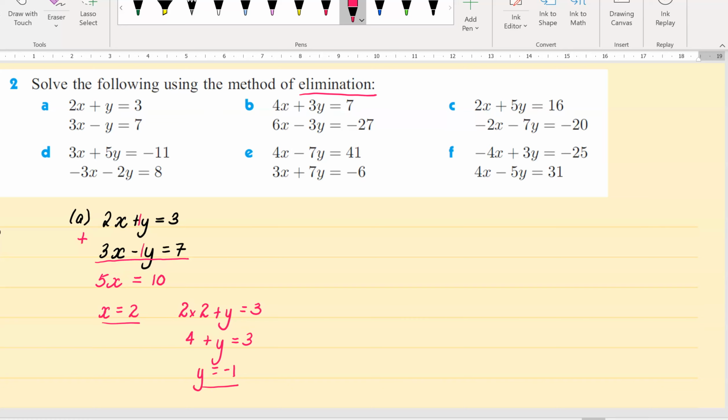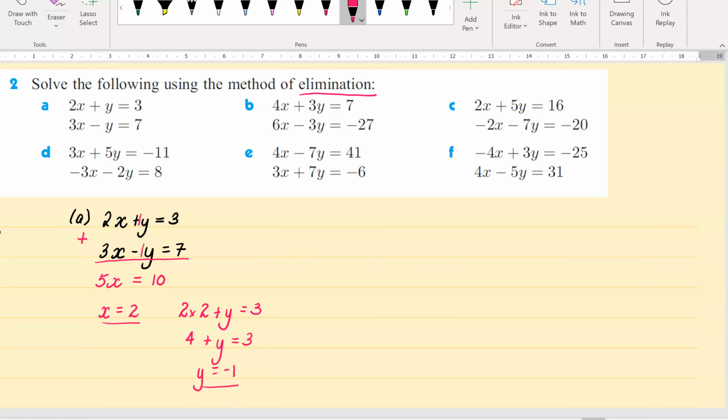Now, when I pop it back into the original, we know that that works because that's what I just did here. What if I put it into this one? So 3 times x is 2. 3 2s are 6. Take y is negative 1. Does that equal 7? It does, and that means I know I'm on the right path there. I've got the right answer.